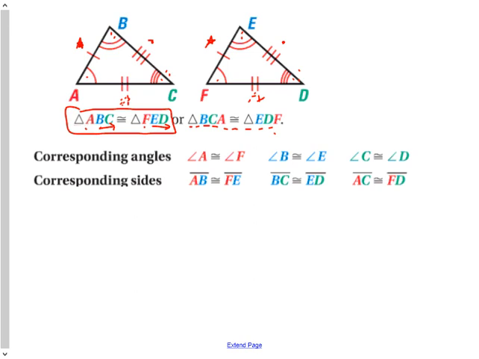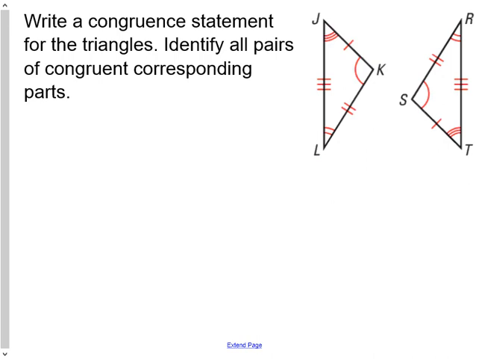But again, this is what they meant, corresponding angles congruent. Color-coded here for you, they generally won't. Right? Corresponding sides, and I already mentioned all of them. Order matters. Next, it says write a congruent statement for the triangles, so that's part 1. Part 2, identify all pairs of congruent corresponding parts.